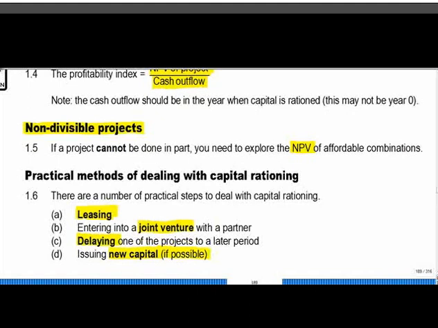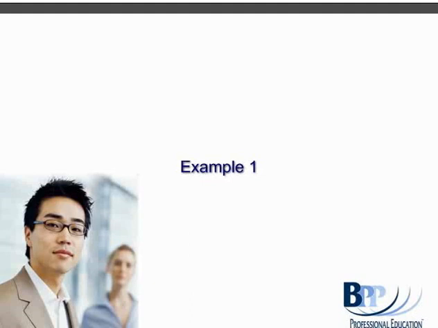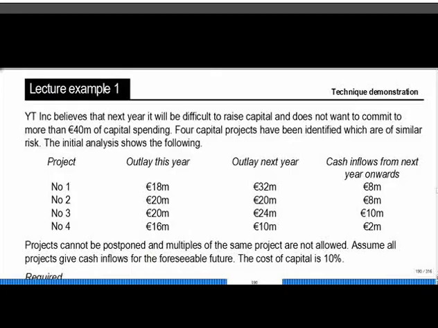Okay, let's have a look at a lecture example. In lecture example 1, we're told that a company called YT Inc. has got a limit of 40 million euros for capital spending. This limit is for next year. Next year it's identified 4 capital projects that it's going to invest in. Each of these projects will require some outlay this year as well, but it's next year that we've got the problem. The projects will also start to bring in cash from next year as well.